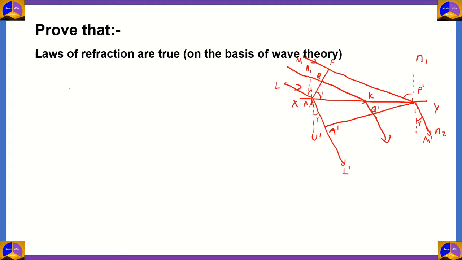So now let XY be a plane surface separating air from a denser medium, and PA be the plane wavefront just incident on it. Let LA and MP be the normals to the incident wavefront representing incident rays. If AN is the normal to the refracting surface at A, then angle NAL will be the angle of incidence.